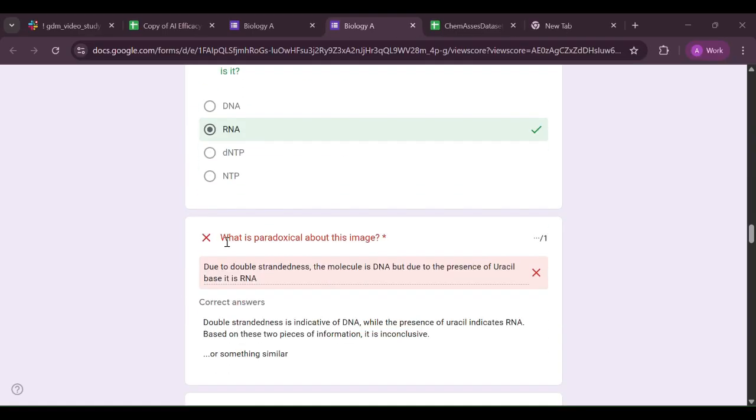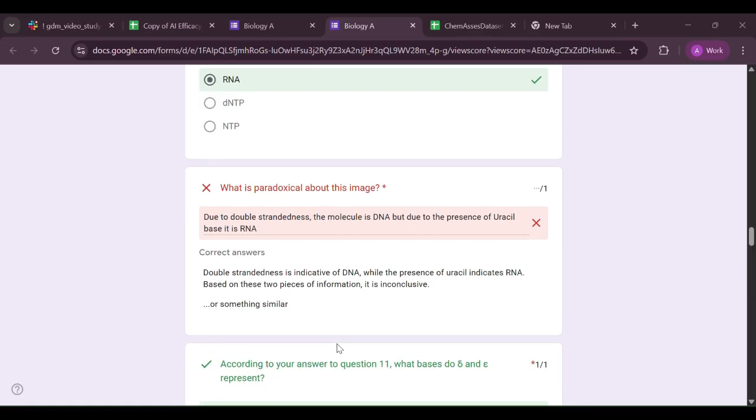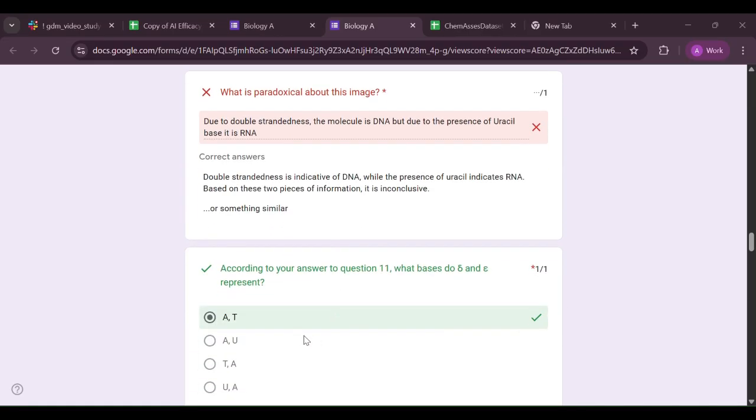RNA. So what is paradoxical about this image? I have written that due to double-strandedness, the molecule is DNA, but due to the presence of uracil base, it is RNA, which is somewhat similar to what is provided here, but somehow it has not given me the correct marks. As it is written, double-strandedness is indicative of DNA, while the presence of uracil indicates RNA. Based on these two pieces of information, it is inconclusive.